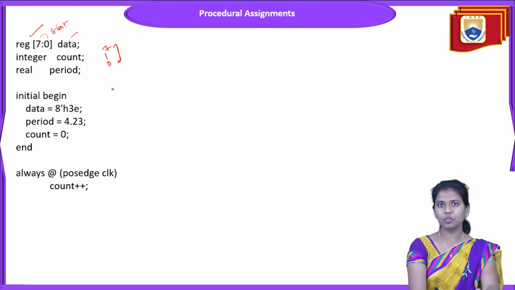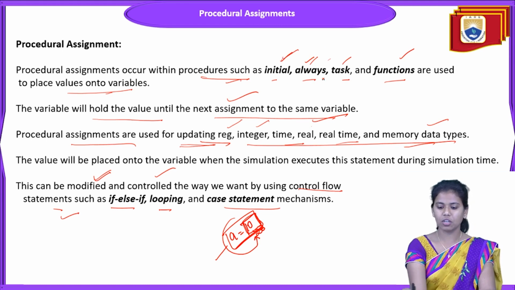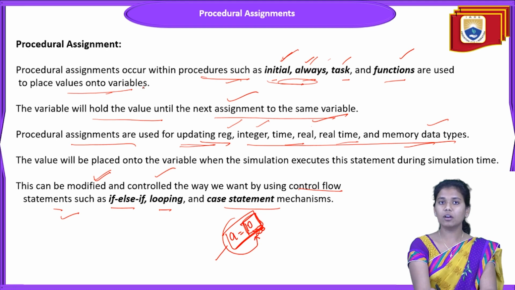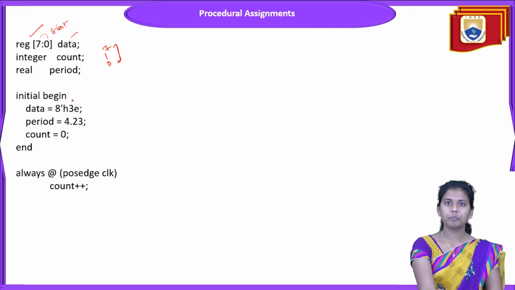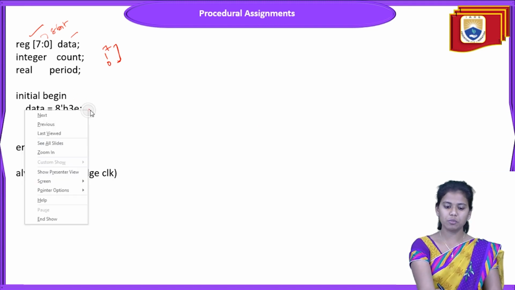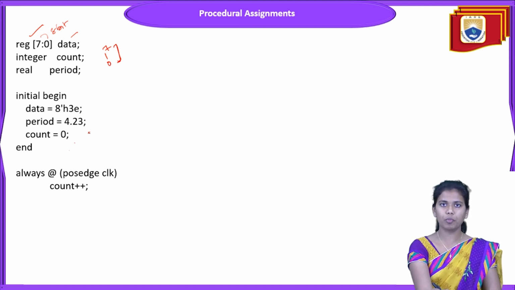So I told you that only initial or else begin, and what else did we discuss here? Initial, always, task and function. Only within these procedures can the variables be assigned, or else we can place the values into the variables only in these particular procedures. Okay, so here initial, begin, data 8 hexadecimal of 3E and the period of 4.23 nanosecond, and count is 0. Okay, so at 0th count, and at the time of 4.23, what are we doing here?